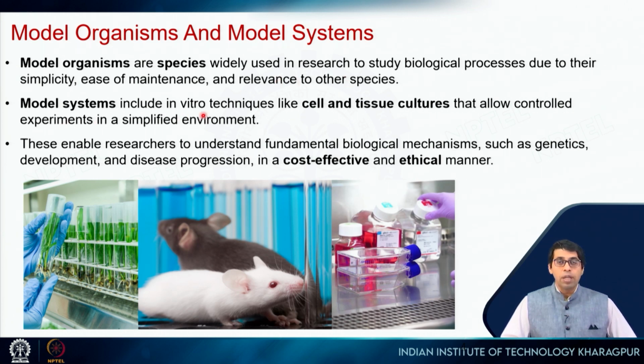Model systems include in vitro techniques like cell and tissue culture that allow controlled experiments in a simplified environment. So, I will discuss this in more detail when I talk about the model cells. What these types of systems do is that they enable researchers to understand fundamental biological mechanisms such as genetics. So, if you are doing some genetic experiment, you can use this. If you want to study development, how from a single cell a whole life form emerges, you can use these model systems. For disease progression, which is very important, these model systems are used.